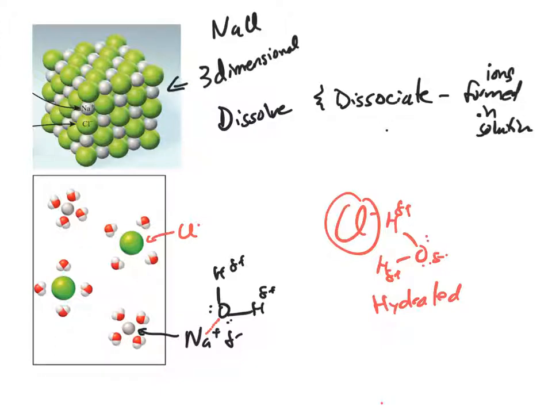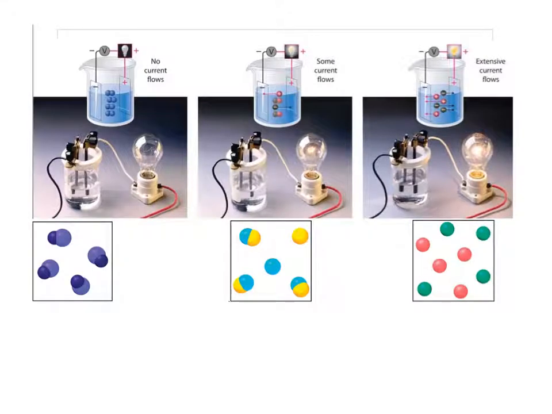And so the difference between covalent and ionic compounds is that with covalent compounds we don't have ions formed. In the ionic compounds we do have ions formed in solution. So they both dissolve, but the ionic compounds also dissociate. So let's see how that comes into play in terms of solutions.